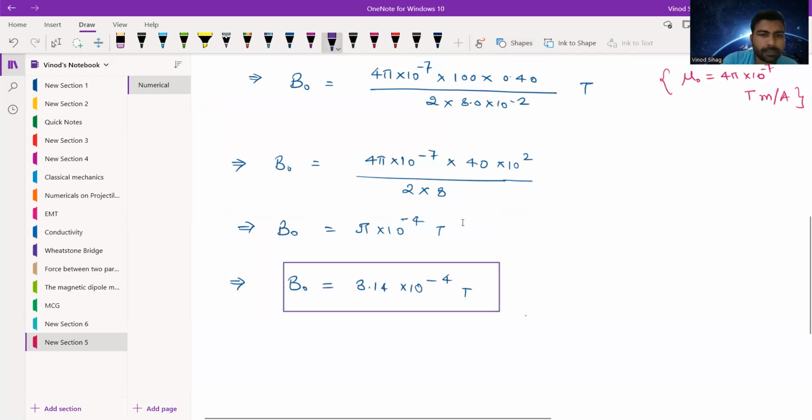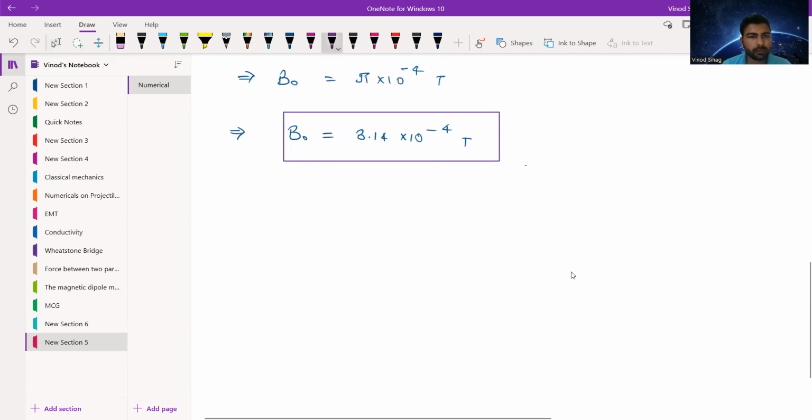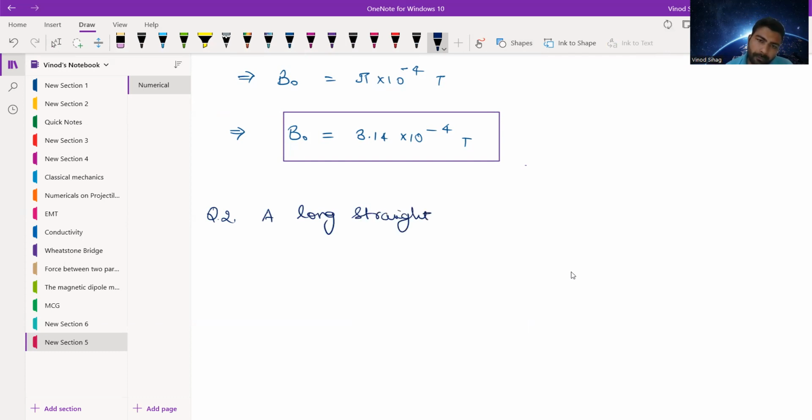Okay. Let's see another question. Question number 2. In this question, they have given a long straight wire carries a current of 35 ampere.